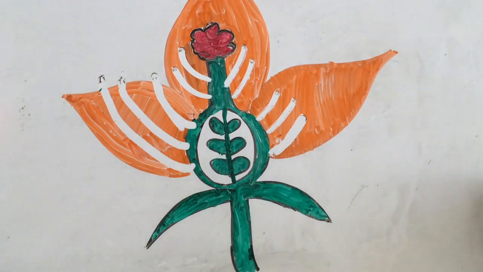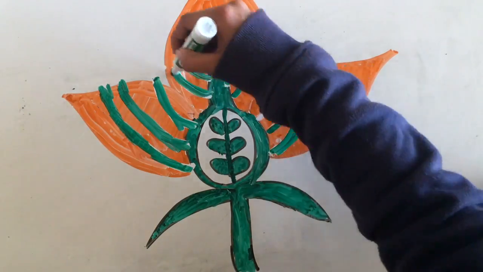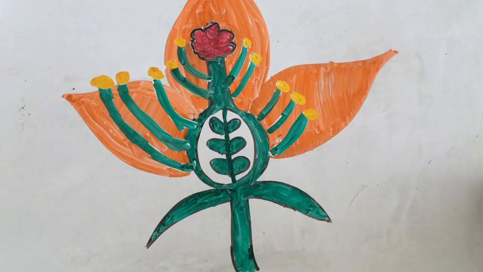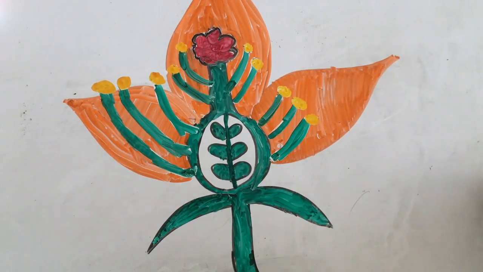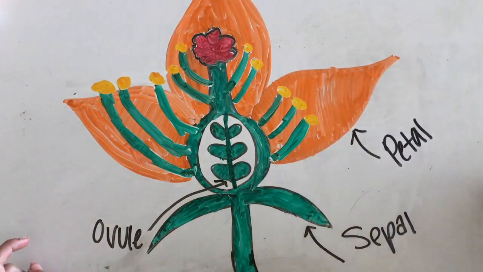So right now we're making room for the filaments, which are those green things that we're about to draw in. And on top of the filaments, you're going to see these yellow dots, which in our case are the anther, and the anther contains pollen. Next, we are labeling the sepal, which are little leaves, and then the ovule, which is in the ovary. And of course we have a petal.